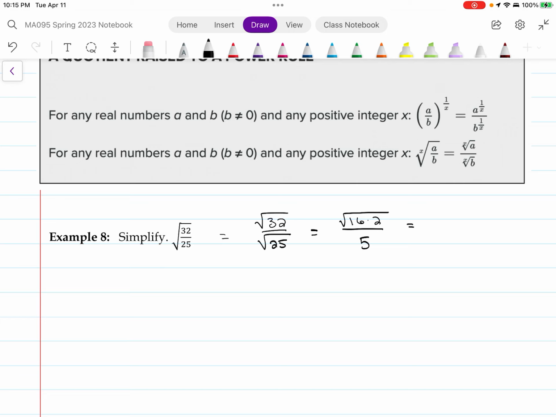So on the top, I get the square root of 16 is 4. Square root of 2 is still the square root of 2. And over 5. So that is your final answer.